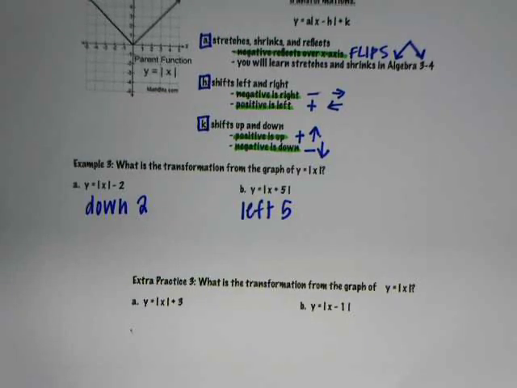I think I actually got it. Oh, so it's the opposite of plus five. H, yeah. So if there's something inside the absolute value, then it's H. If it's outside, then it's K.